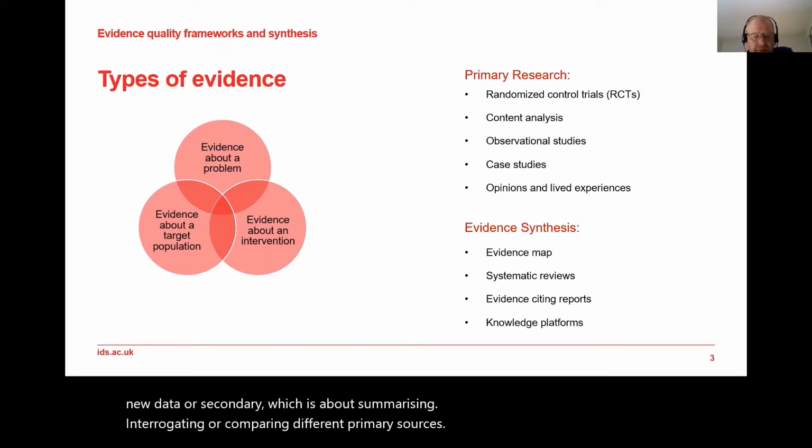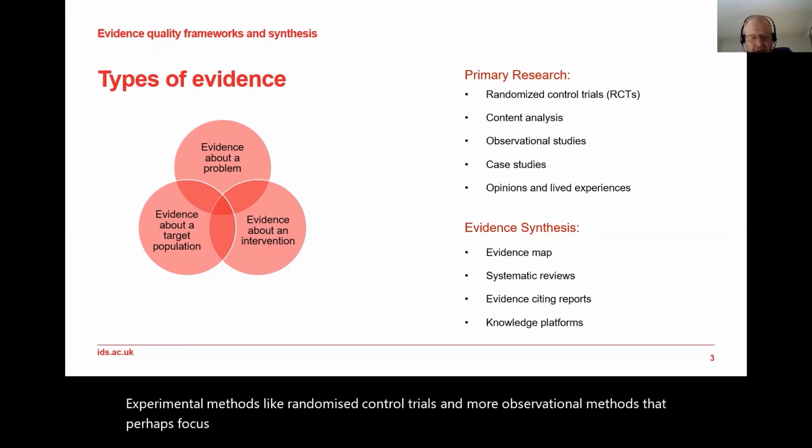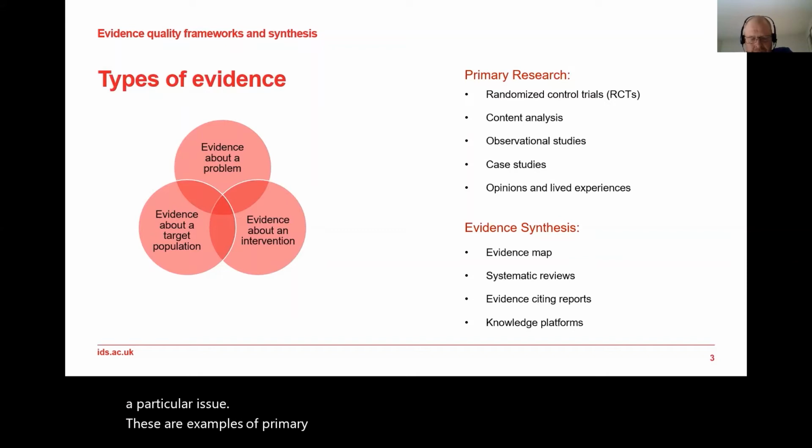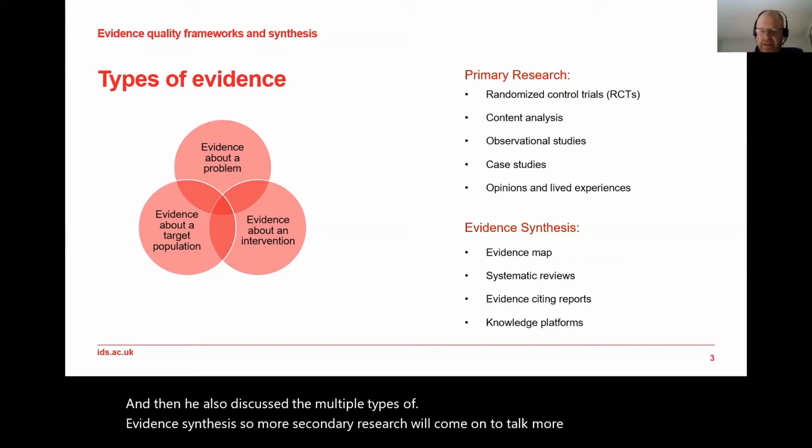And James talked about experimental methods like randomized control trials and more observational methods that perhaps focus on capturing and communicating the lived experiences of people in relation to a particular issue. And these are examples of primary research. And then he also discussed the multiple types of evidence synthesis, so more secondary research, and we'll come on to talk more about these later on in this session.